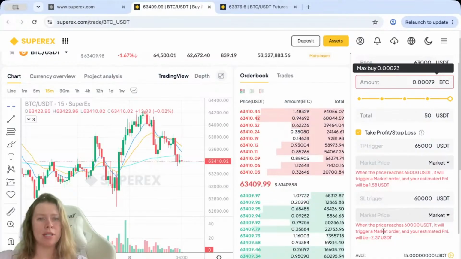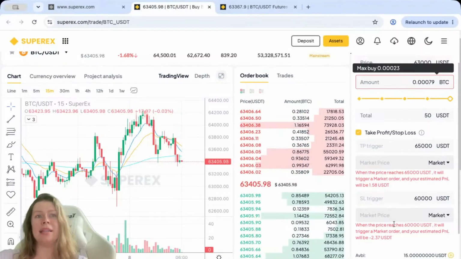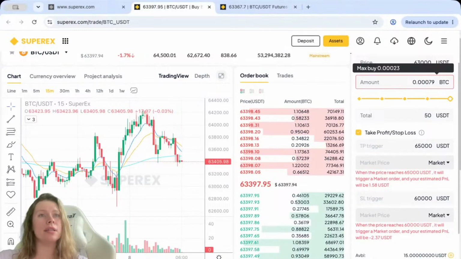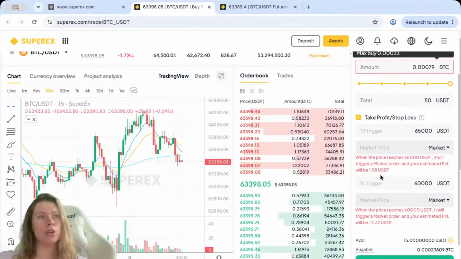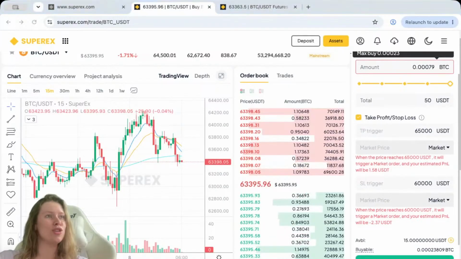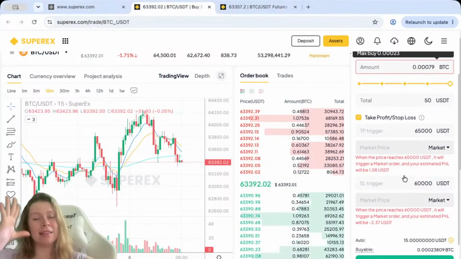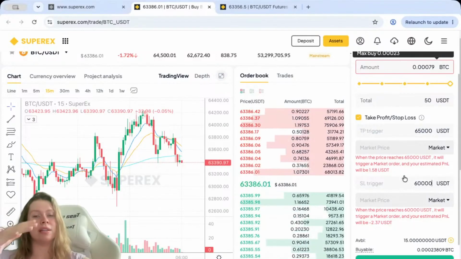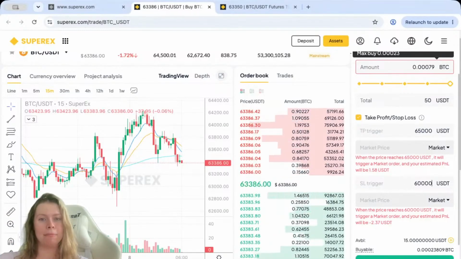As you can see, the message that pops up under here tells you every step of the way. Honestly, SuperEx is trying to help us out and not trying to stress you guys out too much. They are trying to help make sure that you understand what is happening, okay?